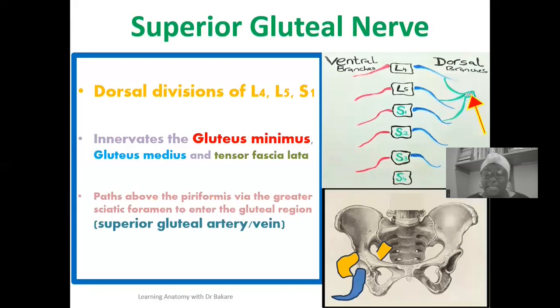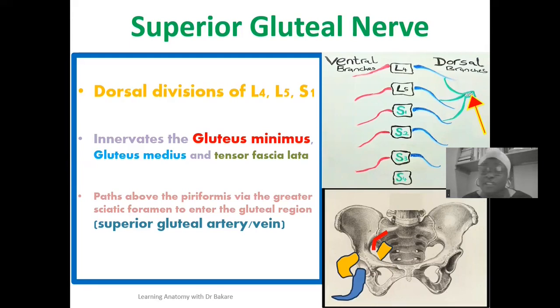So when it emerges, you see it emerging at this point here, highlighted in red. You see it parting above the piriformis, where it will gain access into the greater sciatic foramen to exit the pelvic cavity. After exiting the pelvic cavity, it is directed to the gluteal region, where it will be supplying the gluteus minimus, the gluteus medius, and also the tensor fasciae latae.